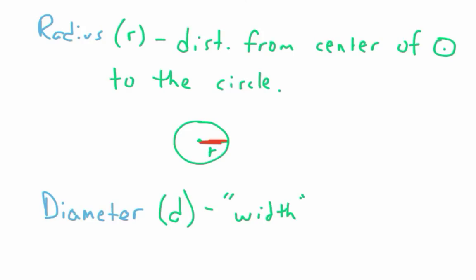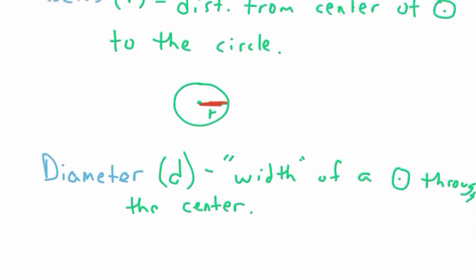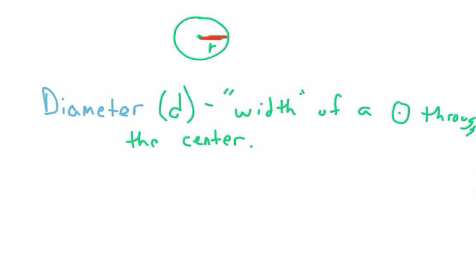So I'm going to say the width of a circle through the center, and you might want to throw a picture on there, a nice perfectly round circle like that, and we could say the diameter then. It's harder than it looks with an iPad, I promise.